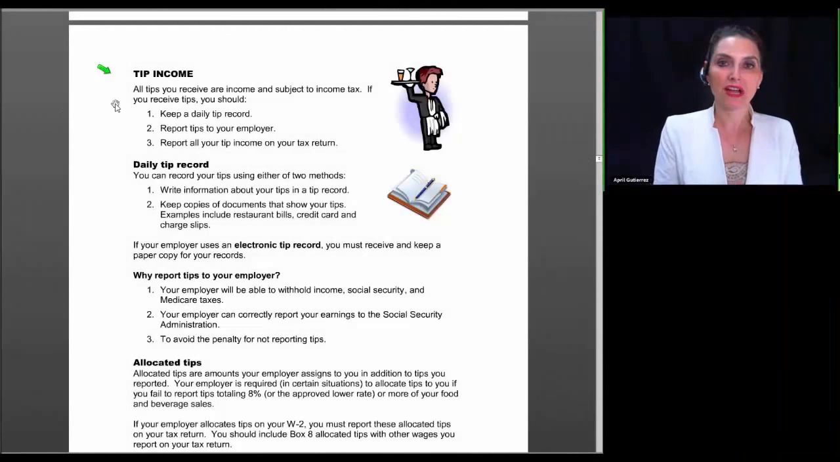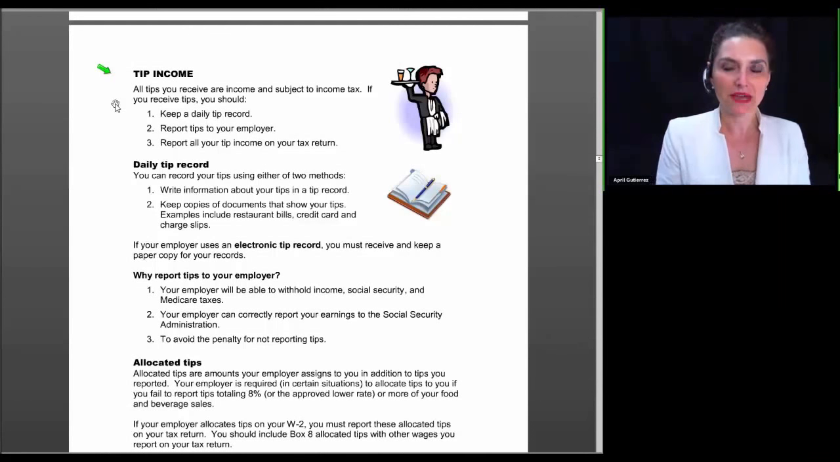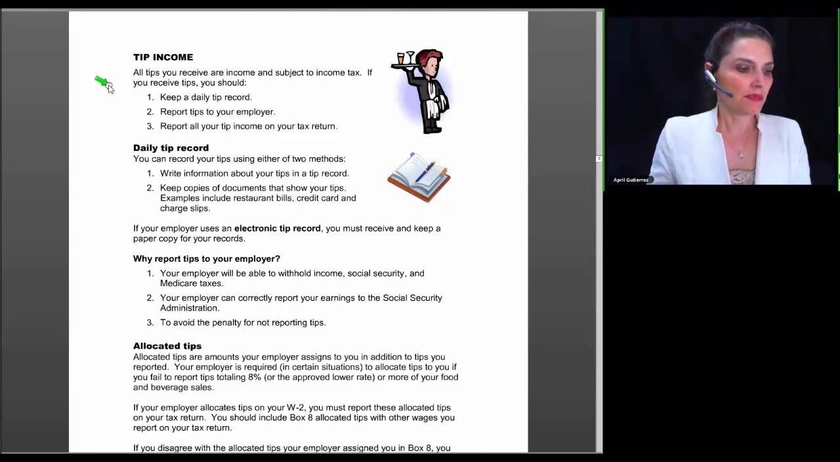So with that, we're going to talk about tip income. I've already talked a little bit about tip income and what causes an allocation on a W-2 for tips. But let's look specifically now at some of the rules for tips. Because if you are working in a business where you receive tips, you need to know that all tips you receive are income and subject to income tax.